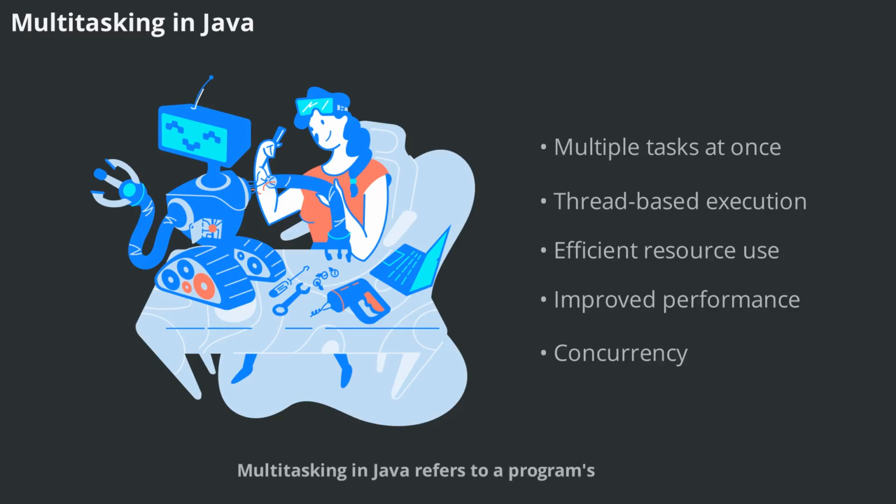Multitasking in Java refers to a program's ability to carry out several tasks at once. This is achieved using threads, which are lightweight operations within a single program. By executing multiple things simultaneously, Java programs can make efficient use of resources and improve performance. Multitasking is essential for modern applications that require responsiveness and concurrency.